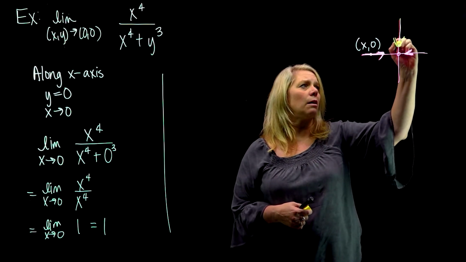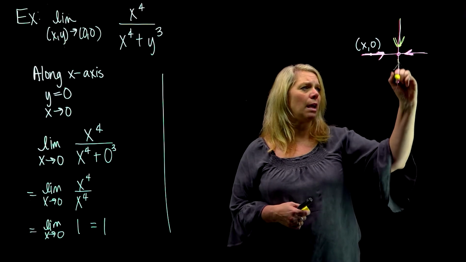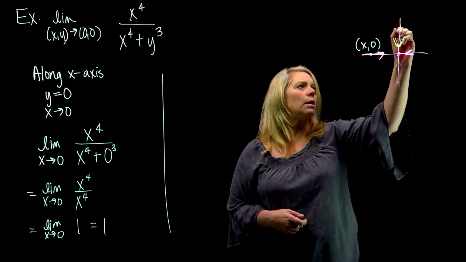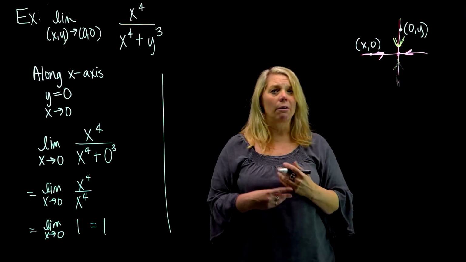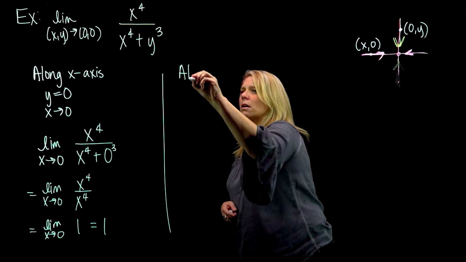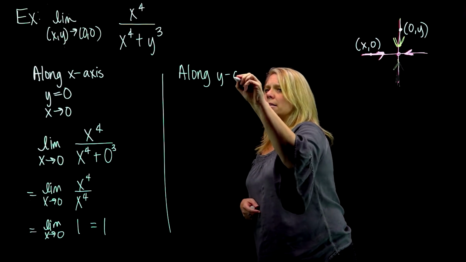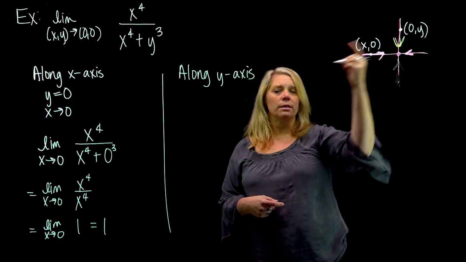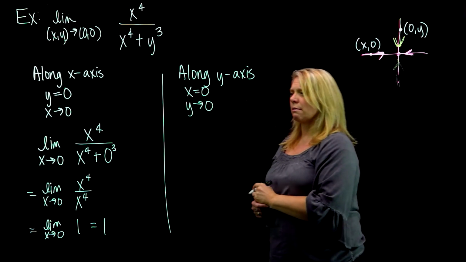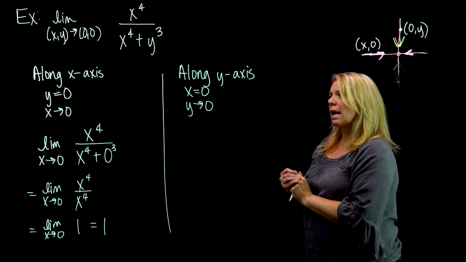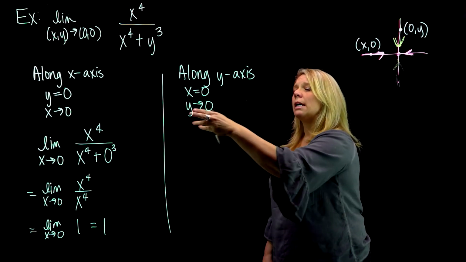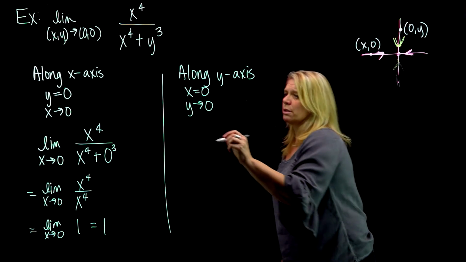So if I come in along the y-axis from both above and below, for every point that's on that y-axis, I've got an x-coordinate that is equal to 0 and a y-coordinate that is not, and that y value is approaching 0. So coming in along the y-axis, x will be equal to 0 and y will just be approaching 0. All right, so I'm going to essentially make the same strategy here of substituting in for the one that's equal to 0 and then letting the other one actually approach 0.